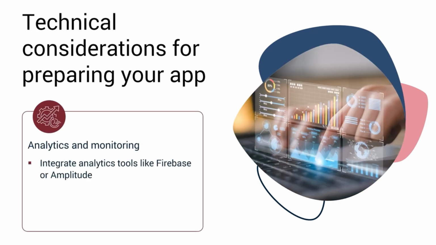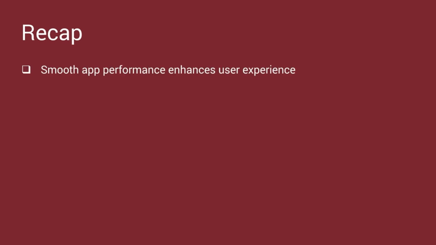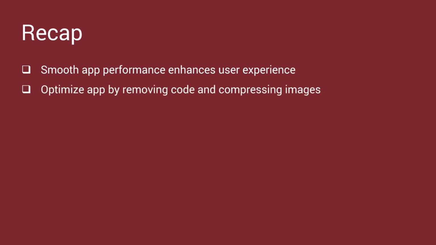Finally, integrate analytics tools like Google Analytics for Firebase or Amplitude to track user engagement and behavior. This data helps with future updates and improvements. In this video, you learned that a well-prepared React Native app ensures smooth performance and better user experience. App optimization includes removing unused code, image compression, and code minification. App testing covers unit and end-to-end testing on multiple devices and OS versions.